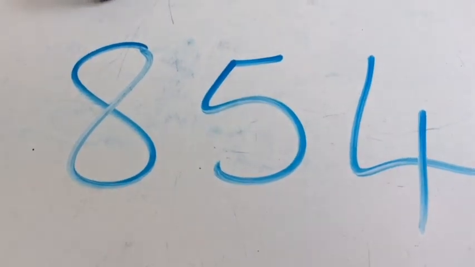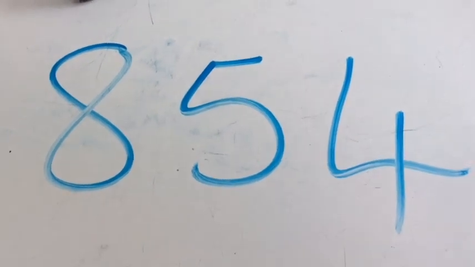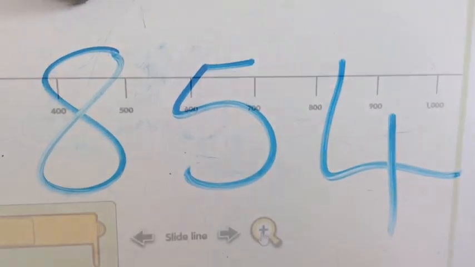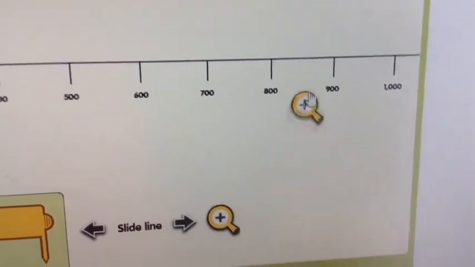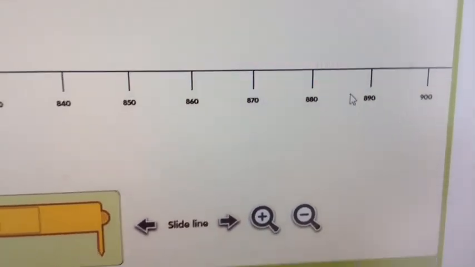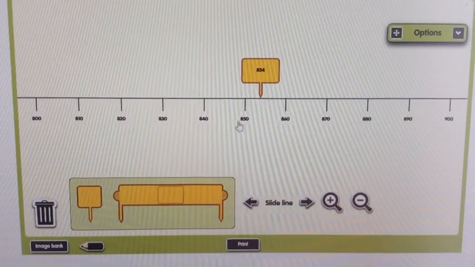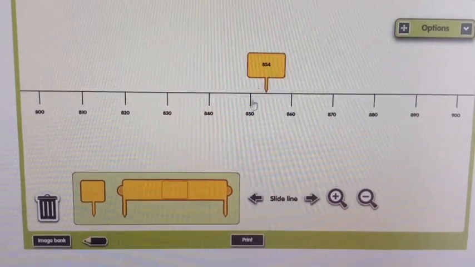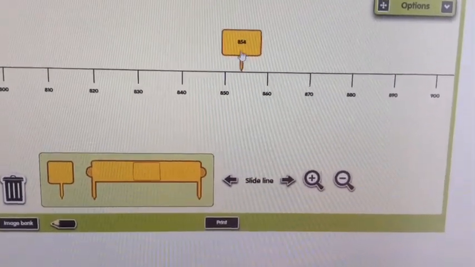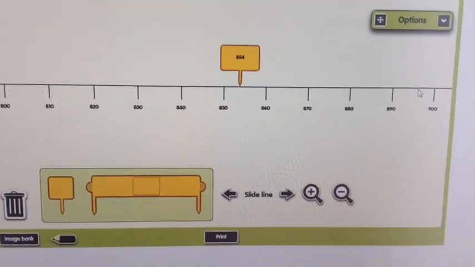How about 854? How would we round this up or down? Here we go. It's in between 800 and 900. And the 54 is just above the 50, so we'd round it up to 900.